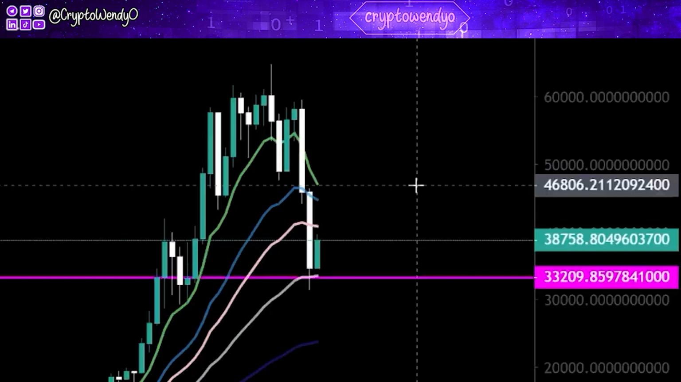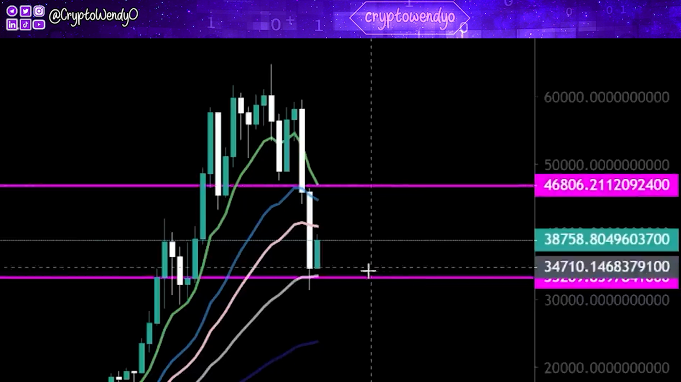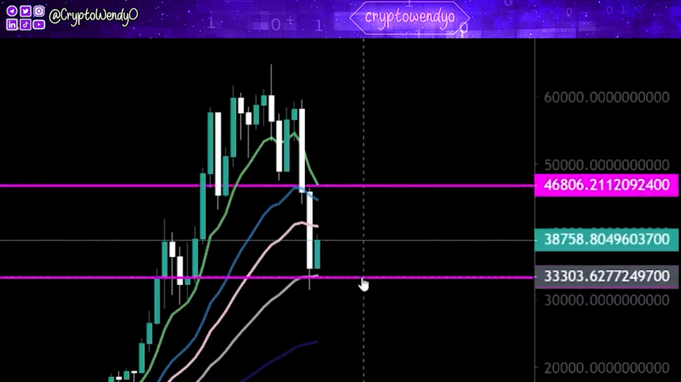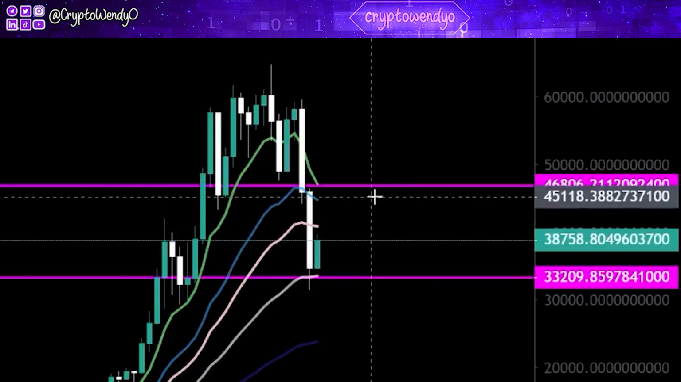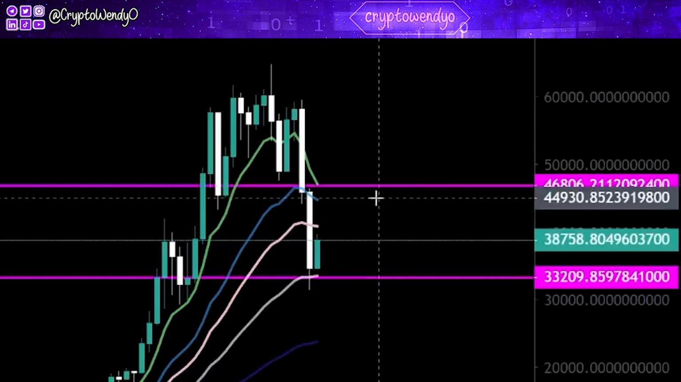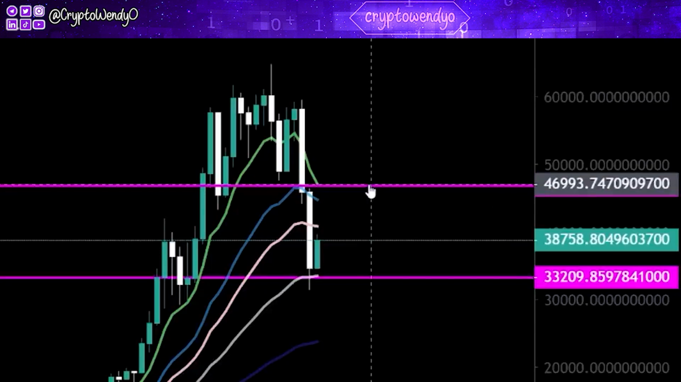It is also denoted by the EMA 9. You can go ahead and enter into position based off of this and anticipate price to hit a resistance area here at about 41,000, another resistance area here at about 44.9, and then final resistance at about 46,000 or $47,000, excuse me.